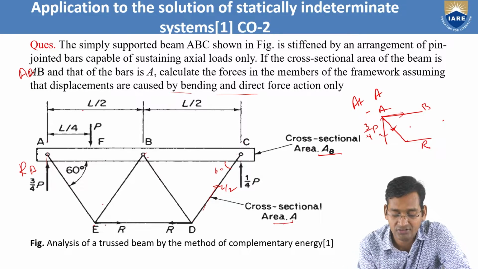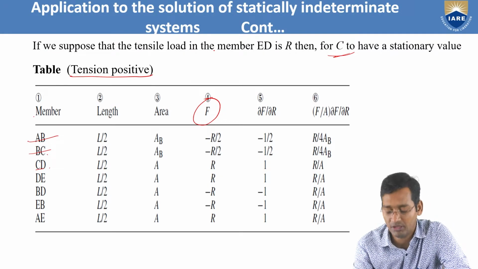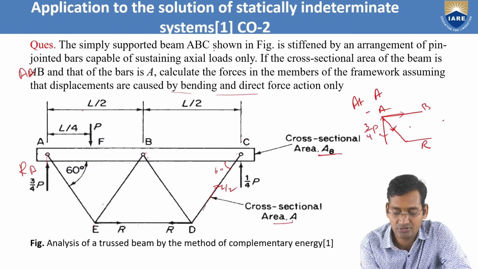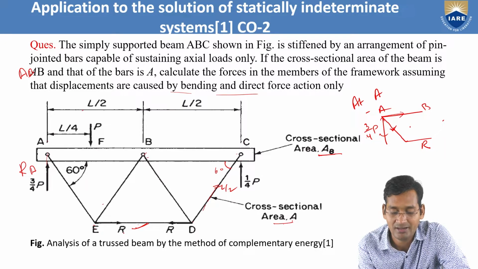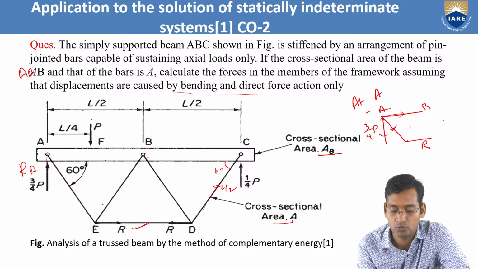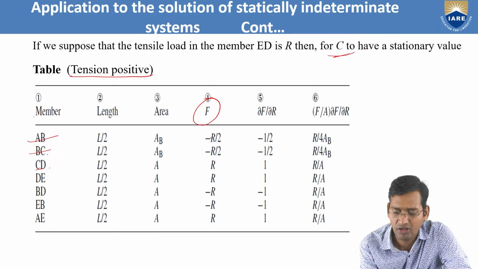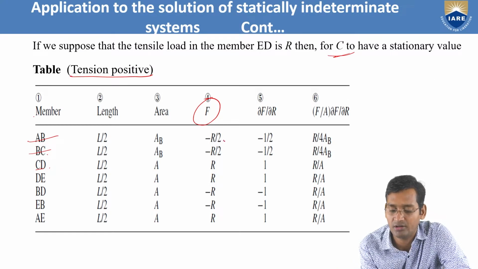Okay, and after that just see here, this is what we assumed here. If we suppose that the tensile load in the member ED, so in ED we assumed that this is the tensile load. What load is there? R, right? Length is getting divided, L by 2, right? So for each force, wherever the compression is there, it will be minus R by 2.